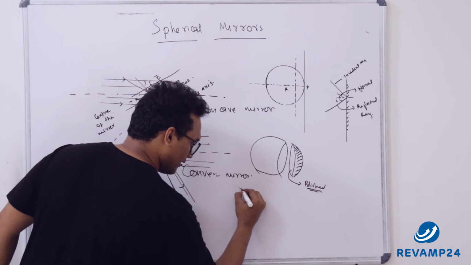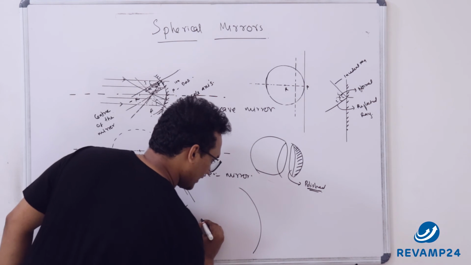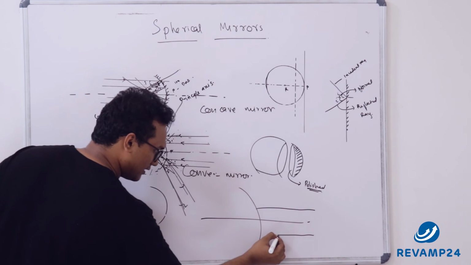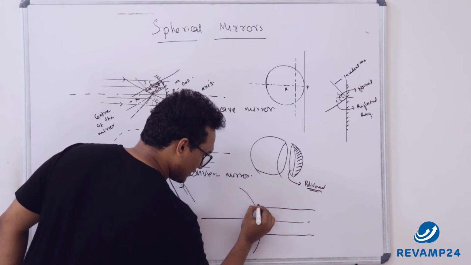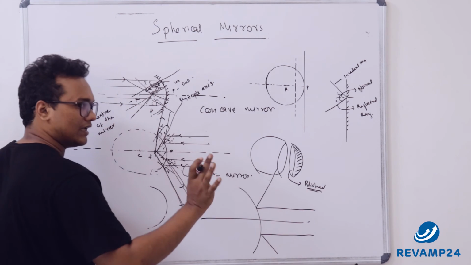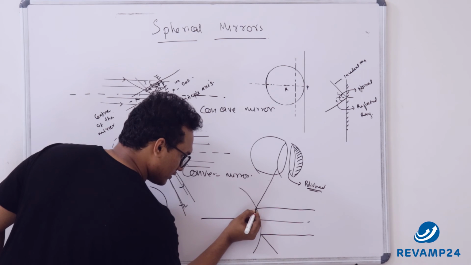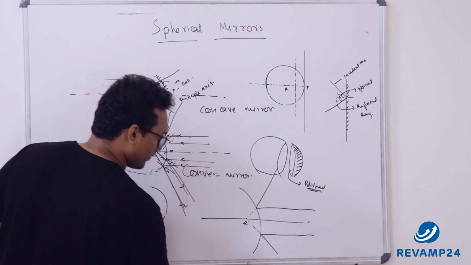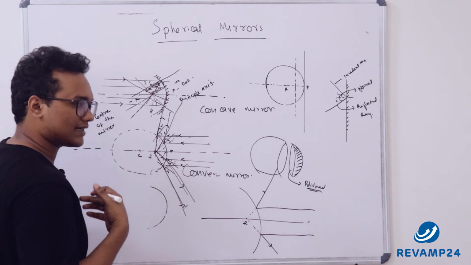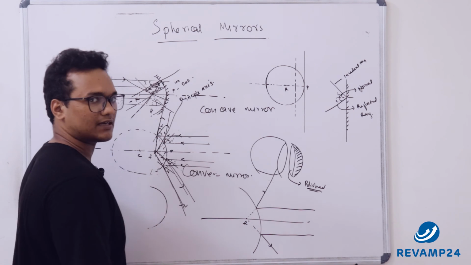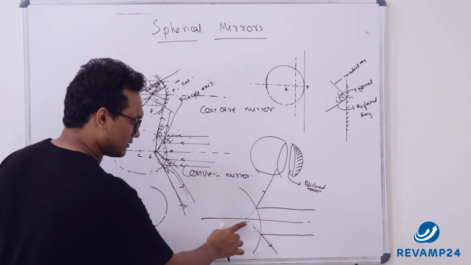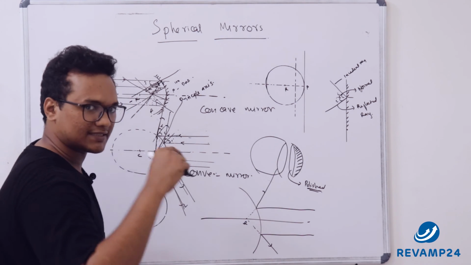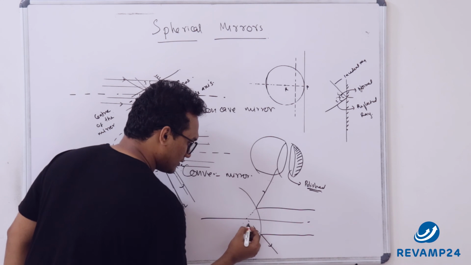Once again, I would repeat. This is the convex mirror, and light rays parallel to the principal axis come in this way. After reflection, they go in this way. These two light rays will never intersect, but they seem to intersect at one point. This is the focal point. For us, these light rays seem to be coming from one point, but this point is not actually present. It is a virtual point from where the light rays seem to come. So this is called the focal point.